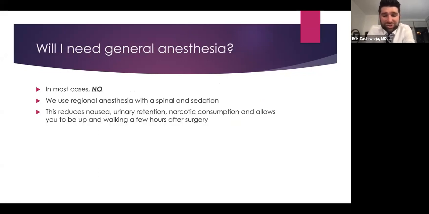And we use spinal anesthesia, sorry, not general anesthesia. Again, with the goal of reducing nausea, urinary retention, and ultimately allowing patients to be up and walking as soon as possible after surgery. So just like knee replacement, following hip replacement, my goal is to have patients up and walking within 2 hours, using the stairs, doing all of the physical activity that they're ultimately going to need to do when they go home.